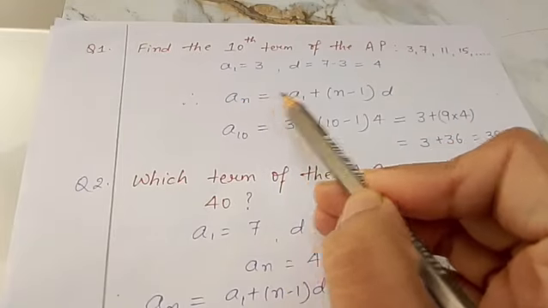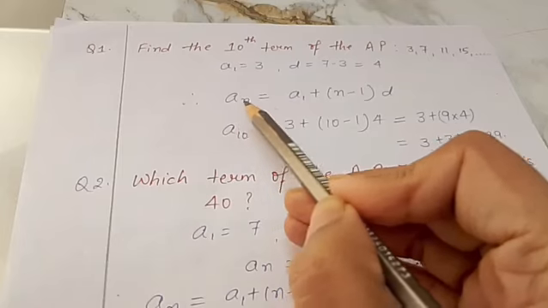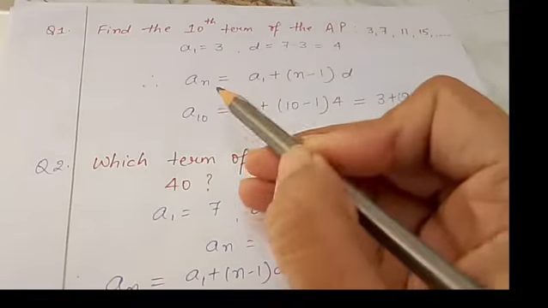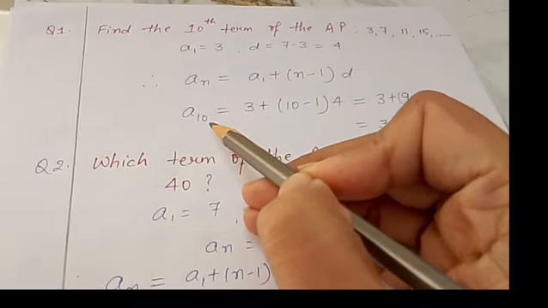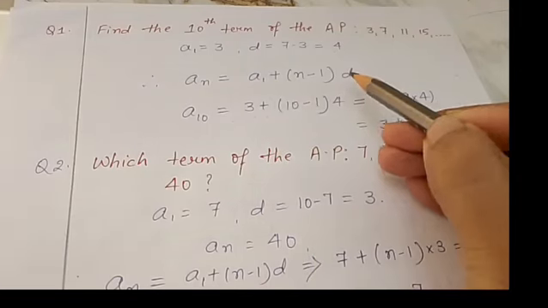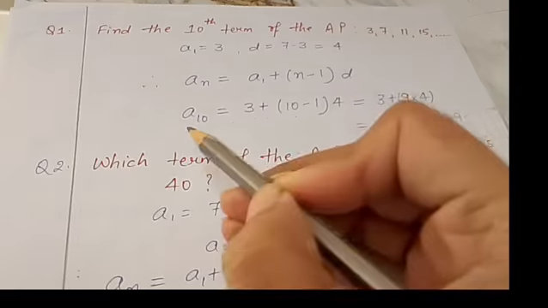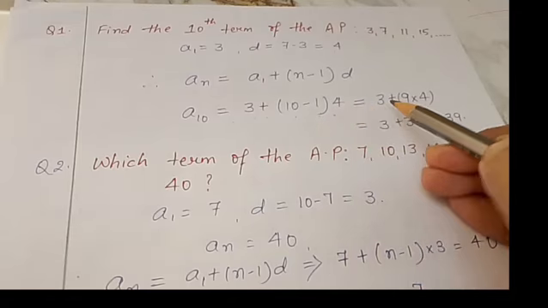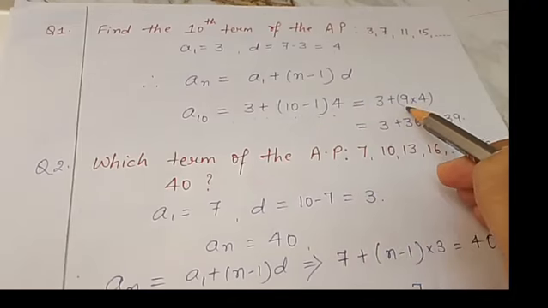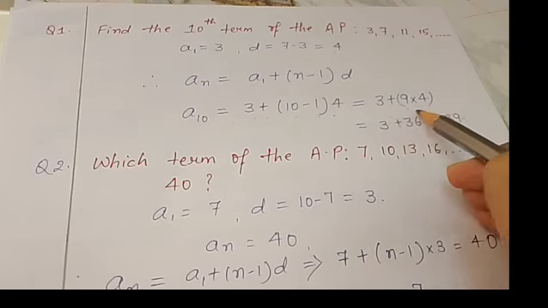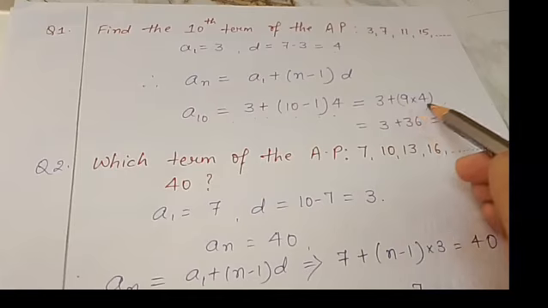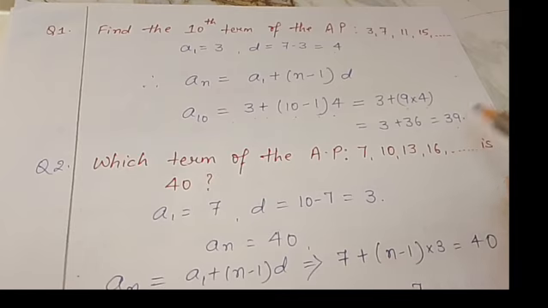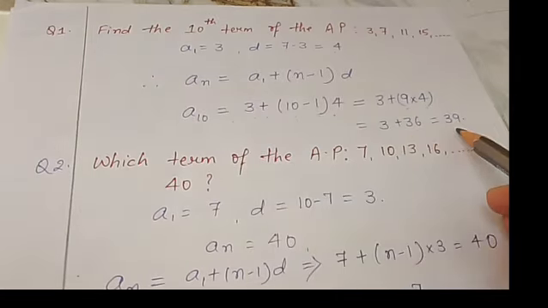Apply nth term formula so that an is equal to a1 plus n minus 1 into d. Substitute n is equal to 10, a1 is equal to 3 and d is equal to 4. Therefore, a10 is equal to 3 plus 10 minus 1 into 4. 10 minus 1 becomes 9 into 4. Multiply and add. 9 4s are 36. 36 plus 3 becomes 39. So that a10 is equal to 39.